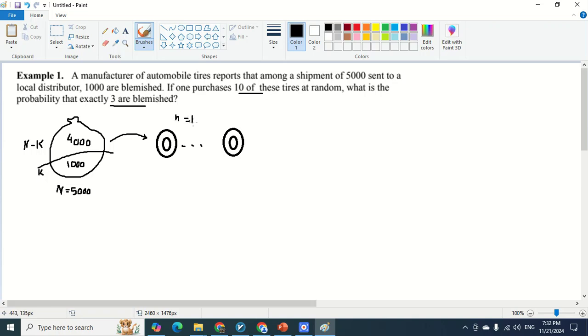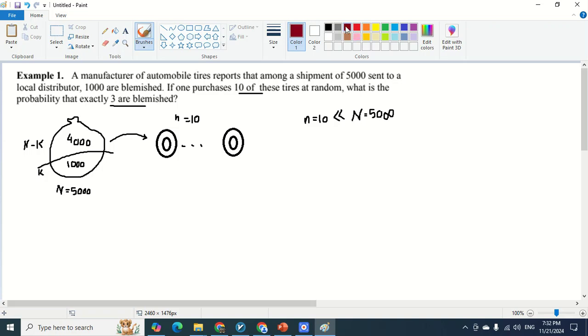So as you can see, this small n, n equal to 10, is too small in comparison with the capital N that we have over there, which is 5000. It's considerably small in comparison with the value of the total. So because of that, we can use the binomial distribution to approximate this value.